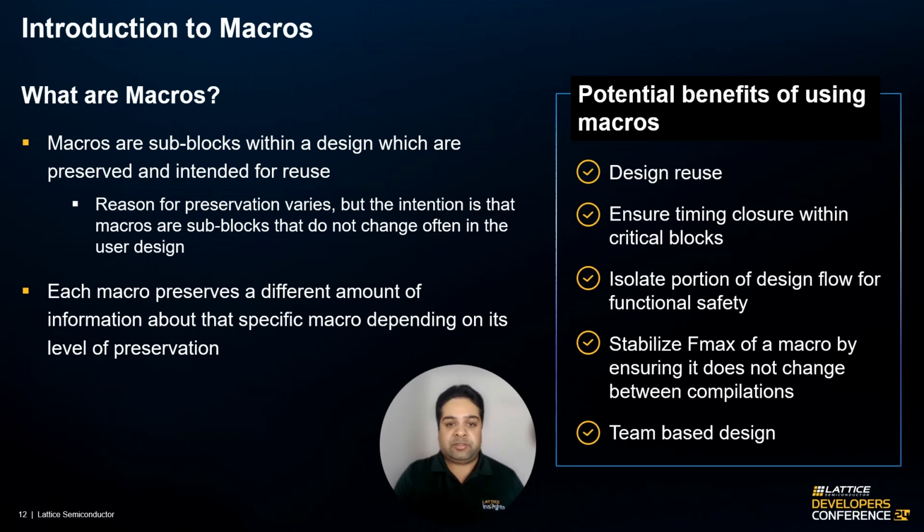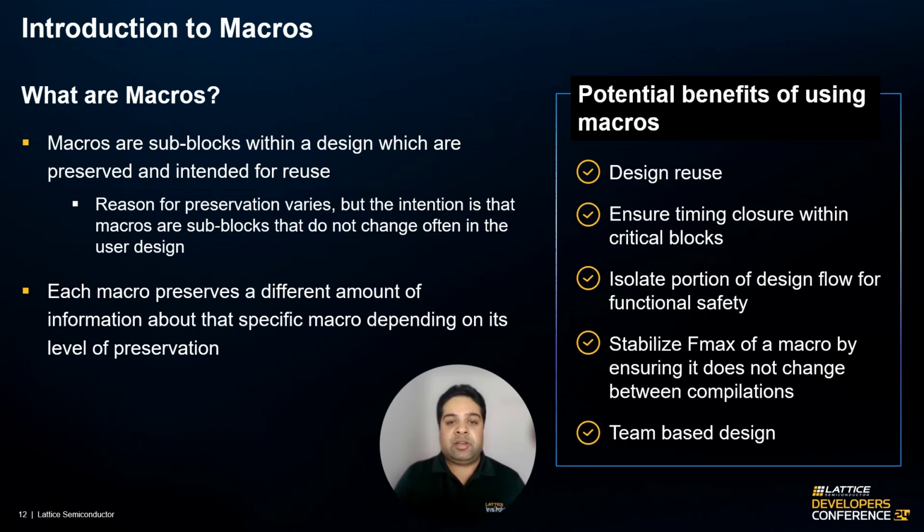The reason for preserving these macros varies, but the main intention is that they are parts of the design that do not change often. This stability makes them reliable and efficient for reuse. Each macro preserves a different amount of information about itself depending on its level of preservation. This means that some macros might retain more detailed information than others based on how critical they are to the design.